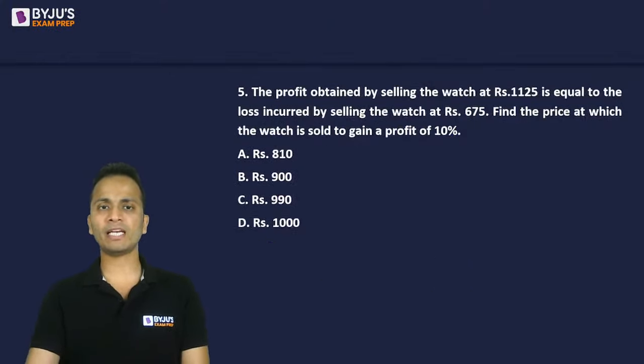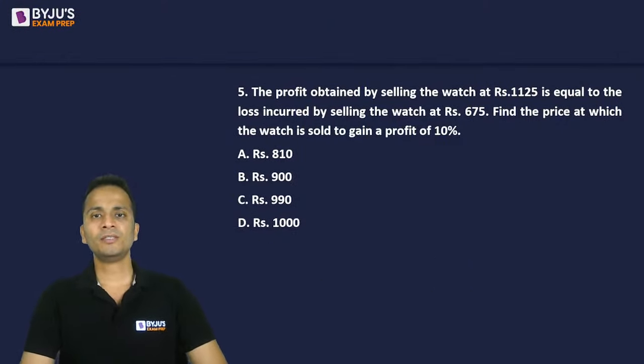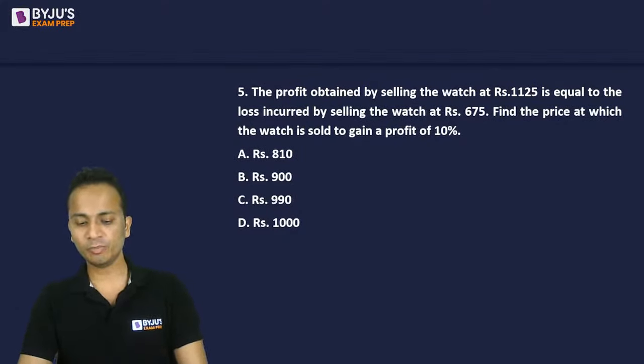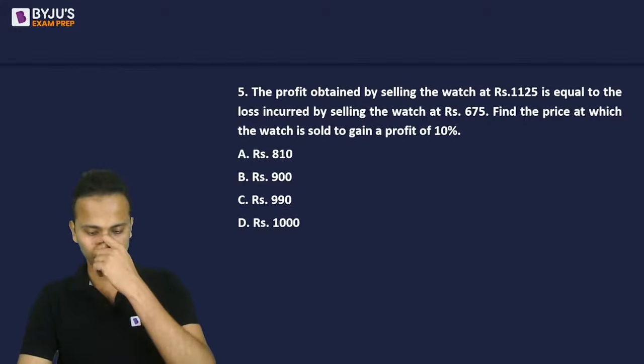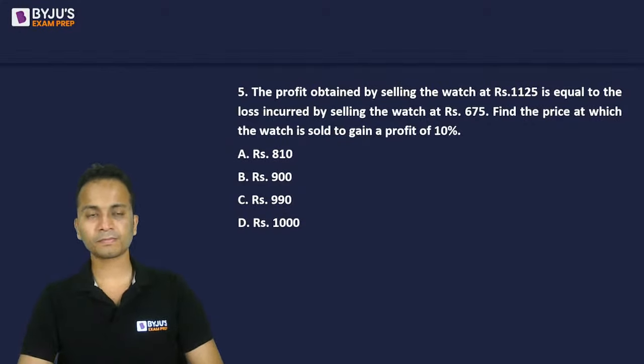Okay, let's move on and look at question number 5. Now this one is easy. Let's see who will be the first person to give me a correct answer for this. The profit obtained by selling the watch at rupees 1125 is equal to the loss incurred by selling the watch at rupees 675. So find the price at which the watch is sold to gain a profit of 10%. Nice, good.